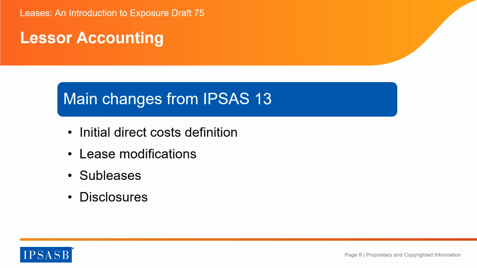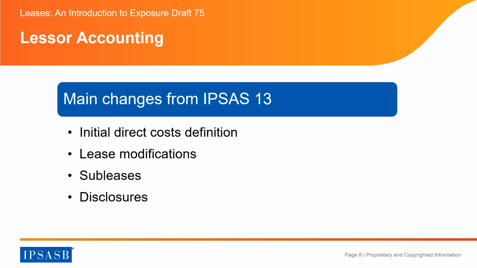Regarding lease modifications, Exposure Draft 75 proposes to account for a modification to a finance lease as a separate lease if the modification increases the scope of the lease by adding the right for the lessee to use one or more underlying assets, and the consideration received for the lease increases by an amount commensurate with the standalone price for the increase in scope. Exposure Draft 75 also proposes to account for a modification to an operating lease as a new lease from the effective date of the modification, considering any prepaid or accrued lease payments relating to the original lease as part of the lease payments for the new lease. IPSAS 13 does not include specific requirements relating to lease modifications.